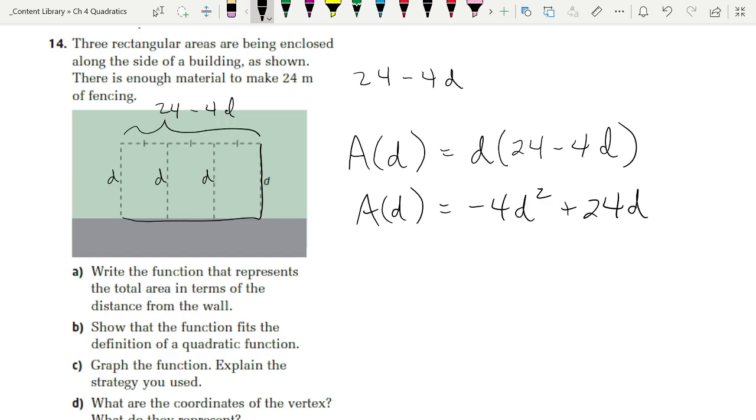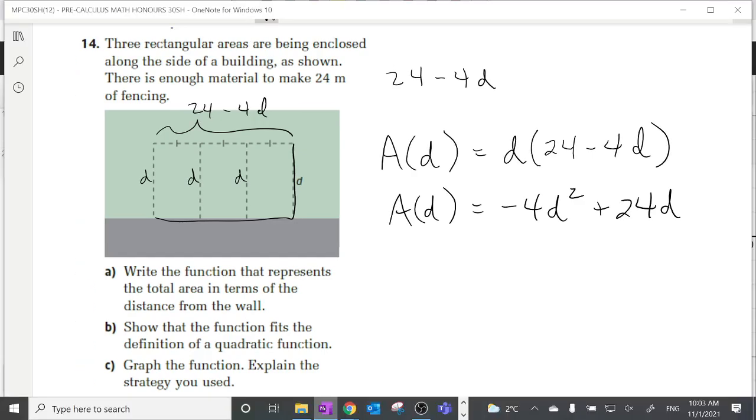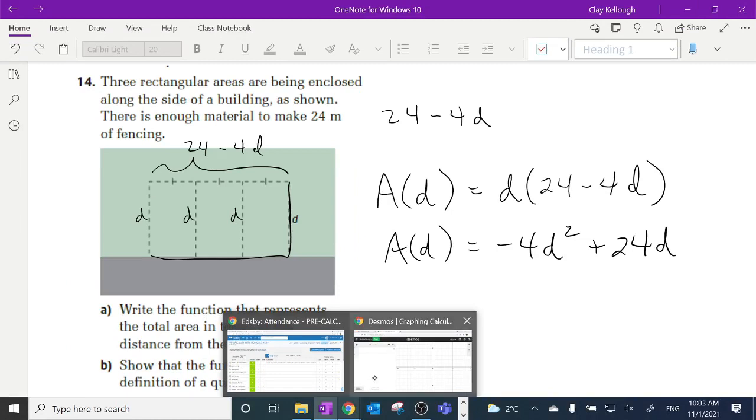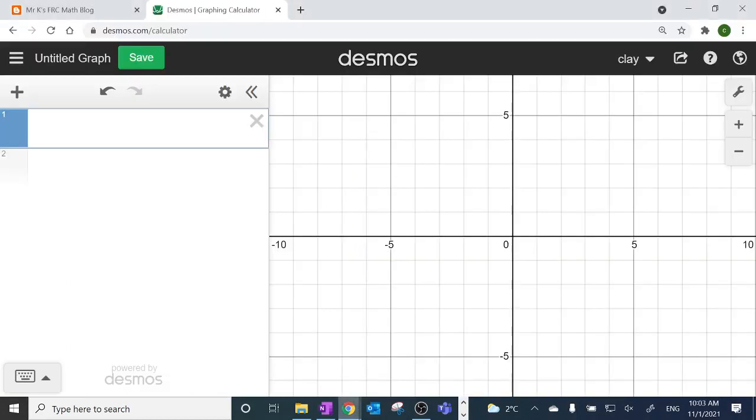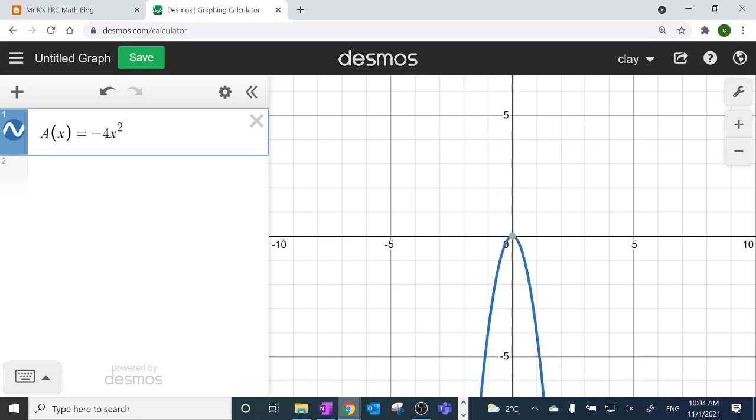And then graph the function, explain which strategy used. Well, the strategy is I'm going to use technology. So once again, I'm going to go to my Desmos. And I would like A as a function of x is minus 4x squared, and what was it again? Plus 24x.